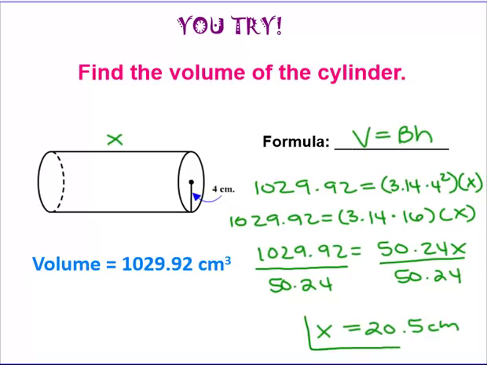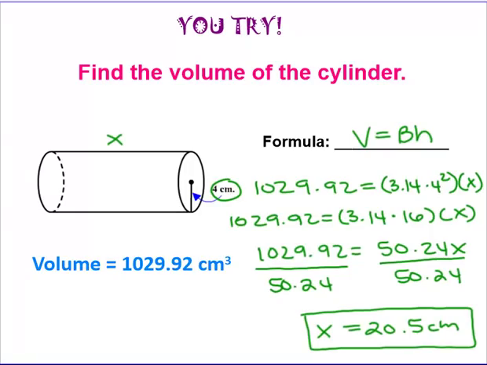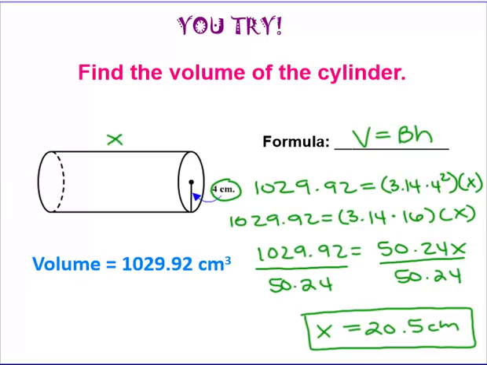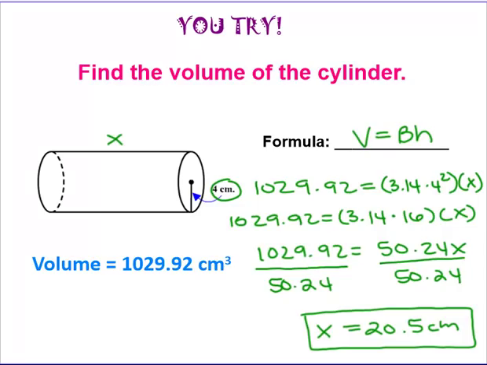All right, go ahead and pause if you're not done. So here we had the radius, but we were missing the height of the cylinder. So our volume was 1,029 and 92 hundredths equals 3.14, which is pi, times 4 to the second power, because that was our radius, times x. I simplified the base, and I got 50.24 times x, divided both sides by 50.24, and I ended up with a height of 20.5 centimeters.